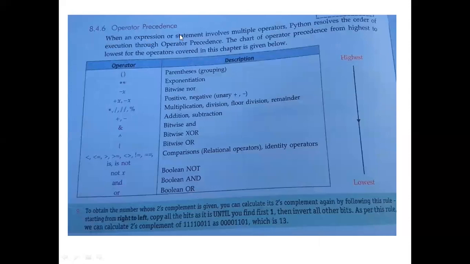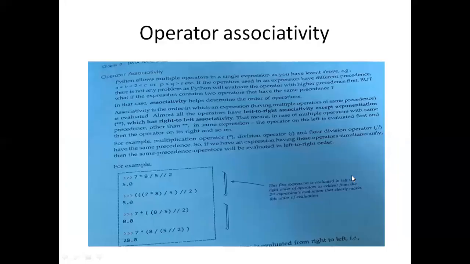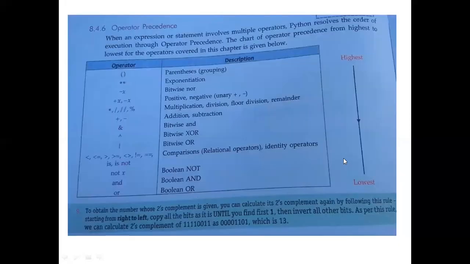Then operator precedence. When an expression or statement involves multiple operators, Python determines the order of execution through operator precedence. The chart of operator precedence from highest to lowest for the operators covered in this chapter is given below. These are the operators: parenthesis, exponentiation. Suppose in an expression these are the operators, then the precedence decides which operator has to be evaluated first. So this is the priority.